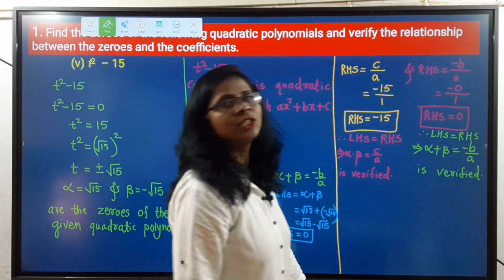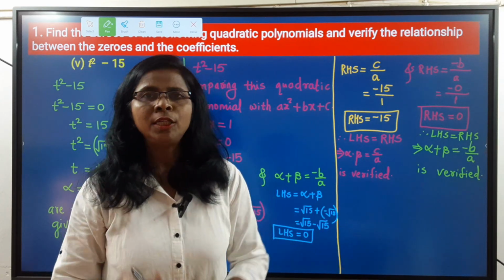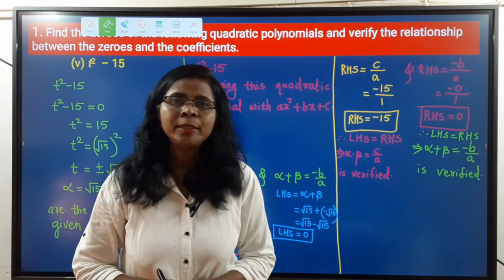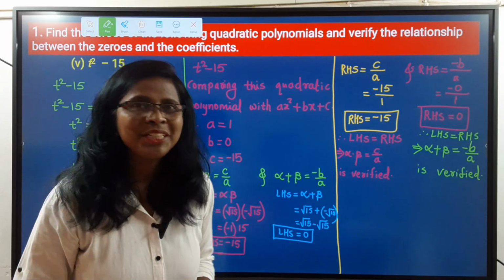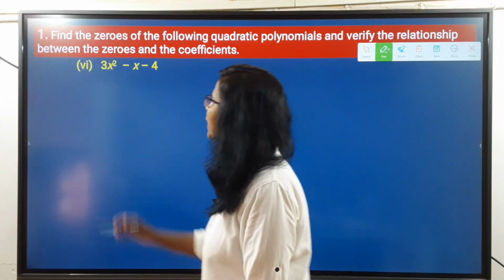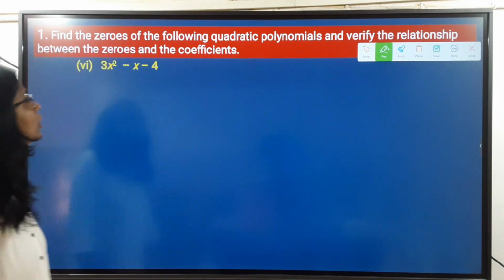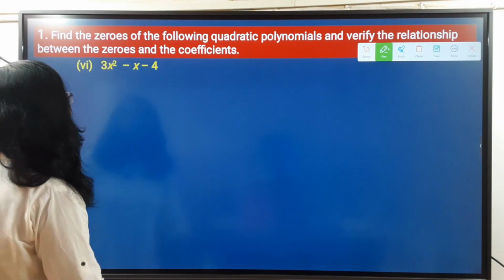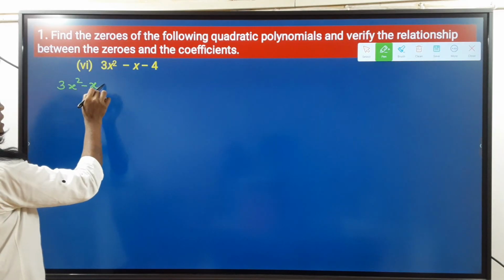Okay, students? So in such a way we have to verify the relationship between the coefficients and the zeros of the given quadratic polynomial. So now let us see the next question, students. 3x square minus x minus 4. So now here, students, first we have to find out the zeros of the quadratic polynomial. First I arrange these terms. I write down this quadratic polynomial as it is.